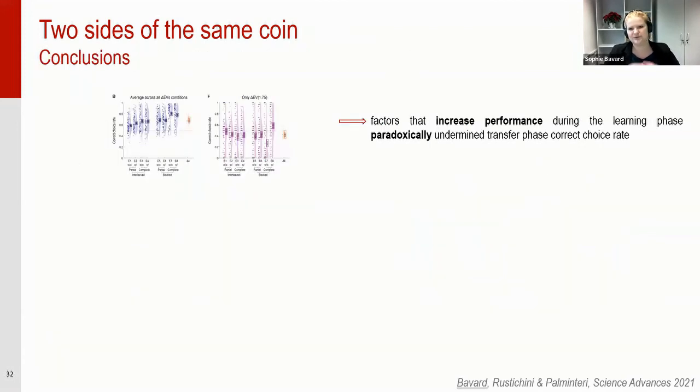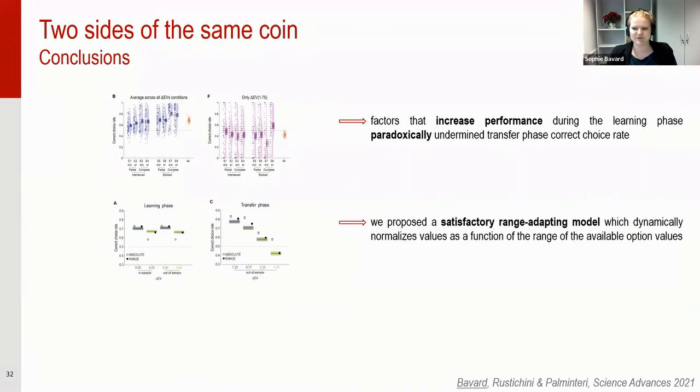So, to conclude this study, we found that context-dependent effects were replicated in a large-scale online experiment with 800 participants. By the way, it was 100 participants per experiment, I didn't mention that. We also found the counterintuitive additional effect that the factors that actually increase performance during the learning phase also undermine performance in the transfer phase.